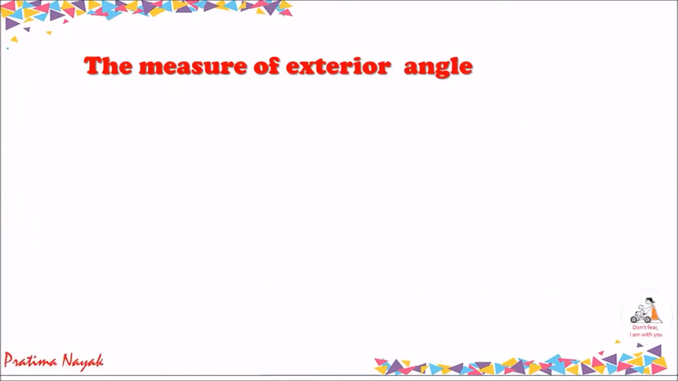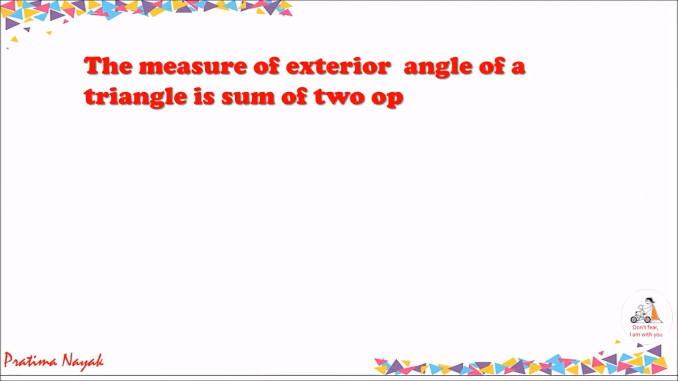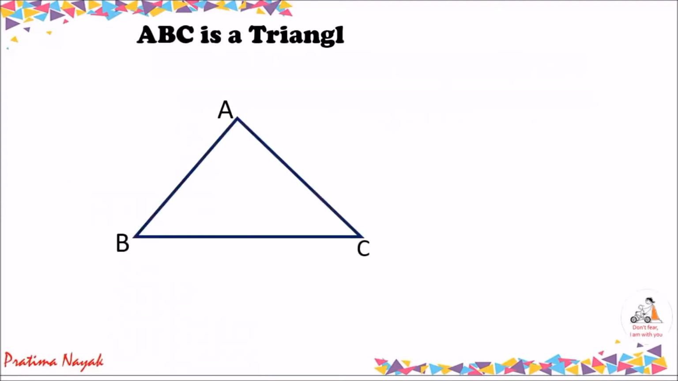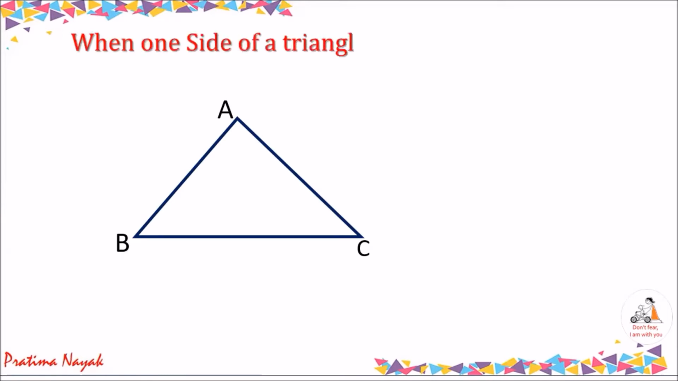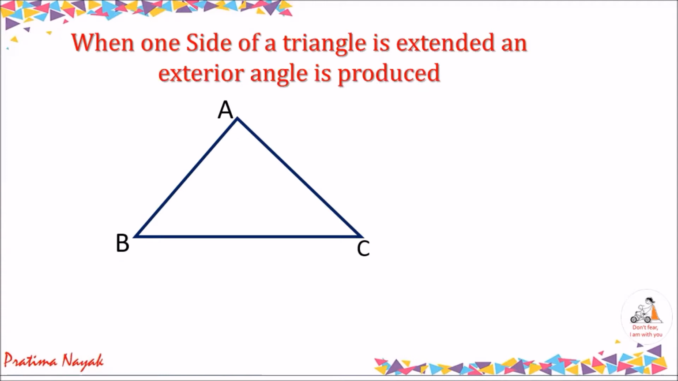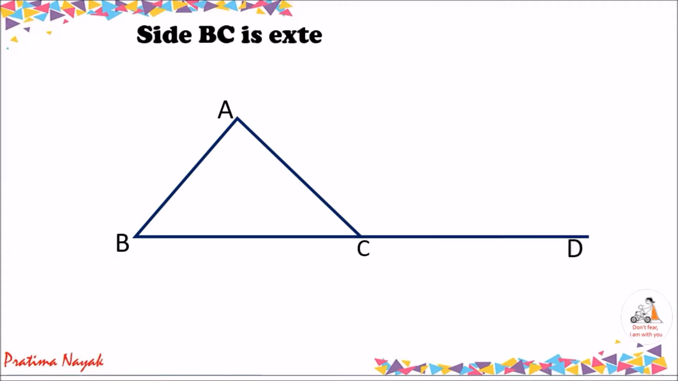Now we will verify that the measure of an exterior angle of a triangle is the sum of two interior opposite angles. ABC is a triangle. When one side of a triangle is extended, an exterior angle is produced. So here we have produced, or extended, BC to point D. The angle ACD is the exterior angle.